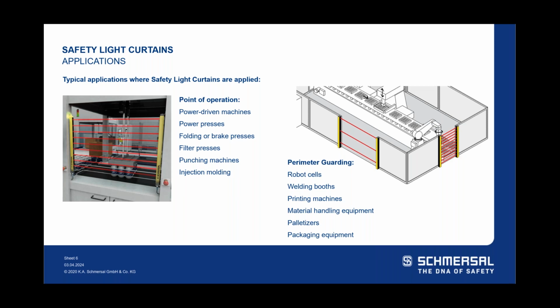But we also see these light curtains used in perimeter guarding, a lot in these big robot cells, welding booths, print machines, material handling equipment, palletizers, and packaging equipment. So you'll see in the picture on the right, we have actually a safety light grid and a safety light curtain. And again, we're going to talk about safe distances and how to calculate that, and what goes into actually deciding what can be used in these types of cells and situations.